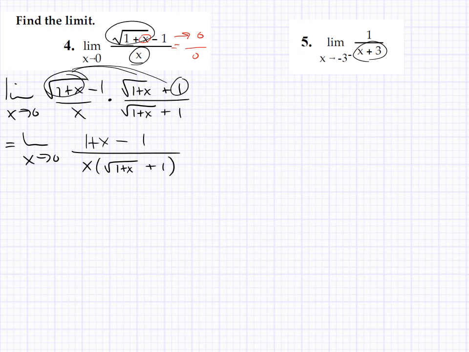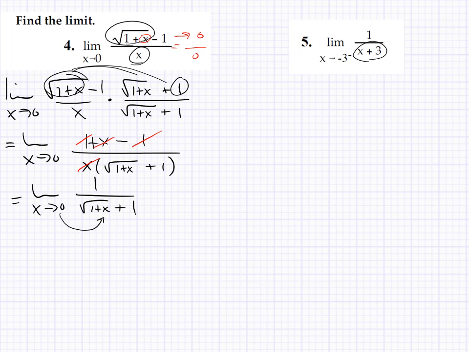So look at what happens here. We got 1 plus x minus 1. These two 1s will cancel. So now you look and say, all right, well, all I have is x over x times this. Well, these two x's then cancel. Two steps kind of getting done at one there, but I think you can follow that. 1 over the square root of 1 plus x plus 1.